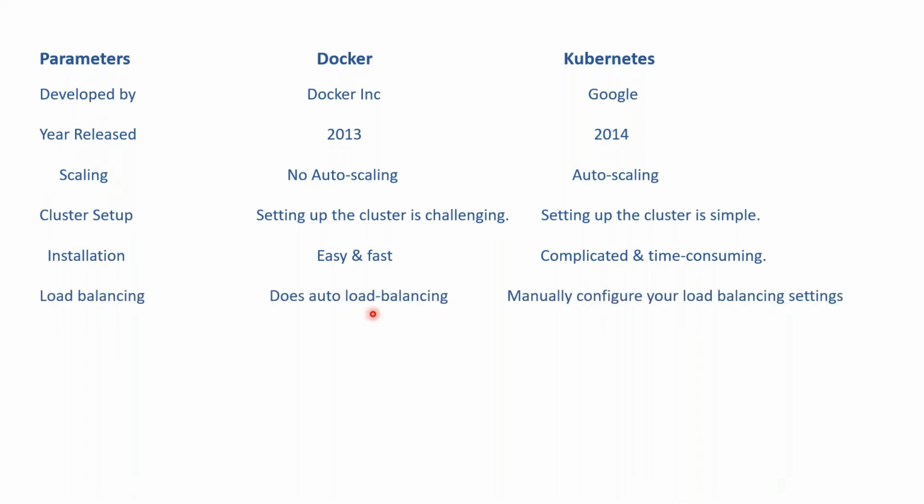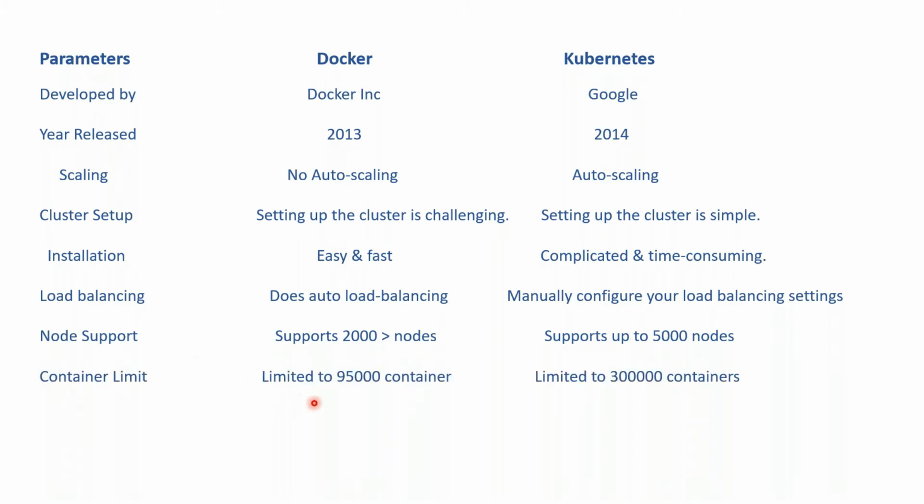Next one is load balancing. Docker does auto load balancing. In Kubernetes, you manually configure your load balancing settings. Node support: Docker supports 2000 plus nodes. Kubernetes supports up to 5000 nodes. And the container limit: Docker supports 95,000 containers, while in Kubernetes we can create 3 lakh containers. Also, the slave is called a worker in Docker, and we call it a node in Kubernetes.